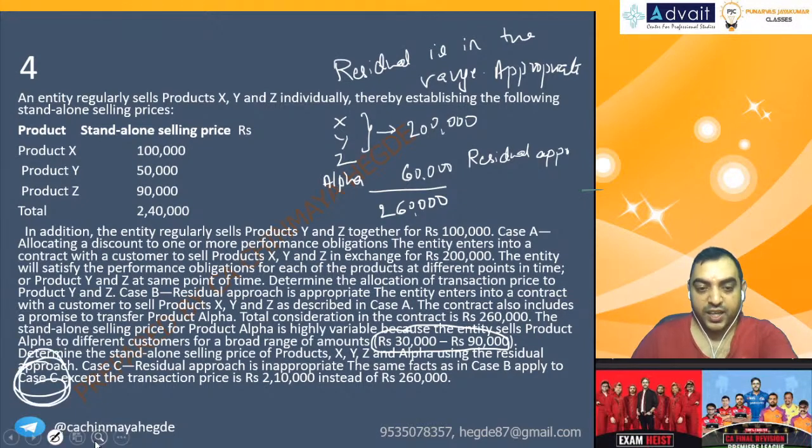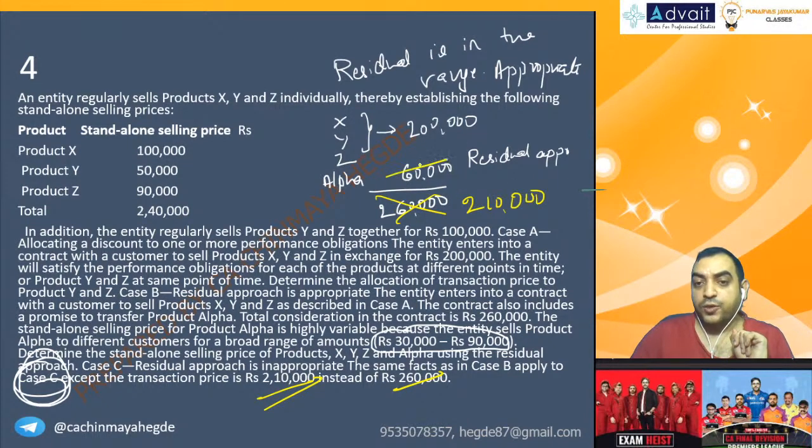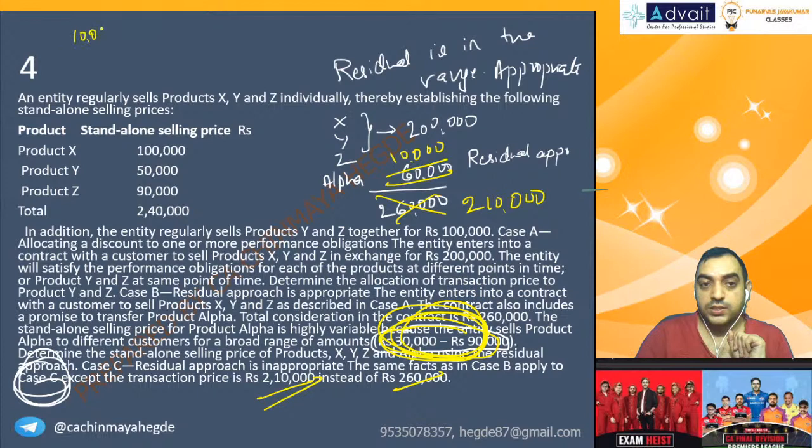Now case C, if I come to it, everything is same. Take 2 lakh 10,000 instead of 2 lakh 60,000. So if I make 2 lakh 10,000, what will happen to this alpha balancing figure? That will come to 10,000. Now 10,000, is it in the range? Range is 30 to 90,000. It is not in the range. So 10,000 is not in the range.